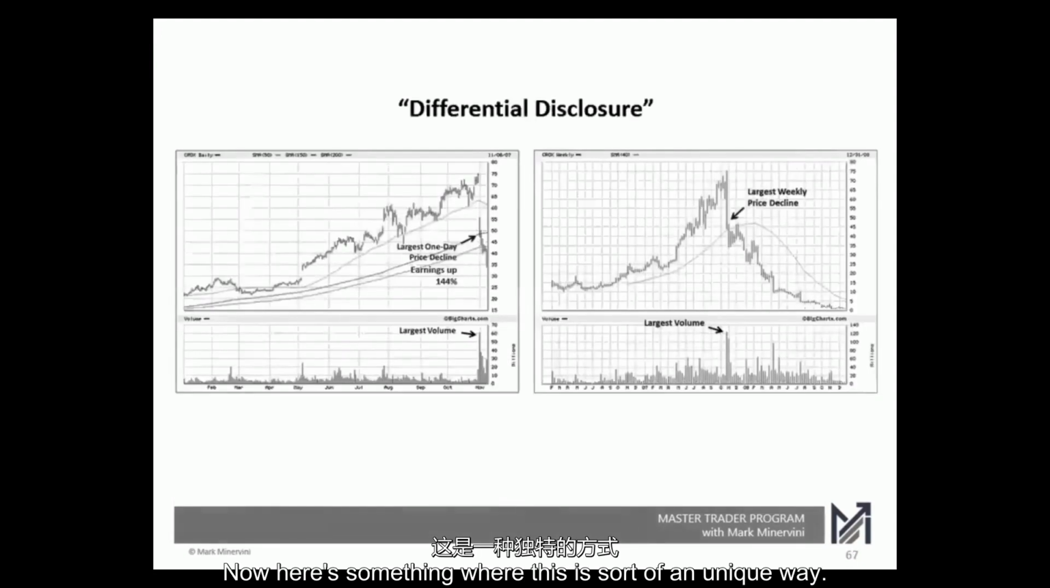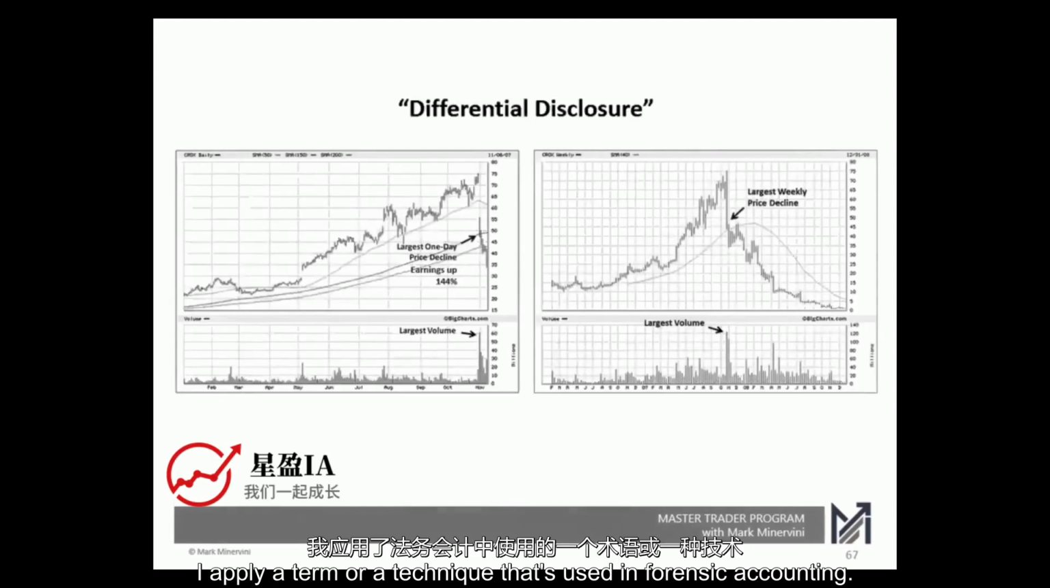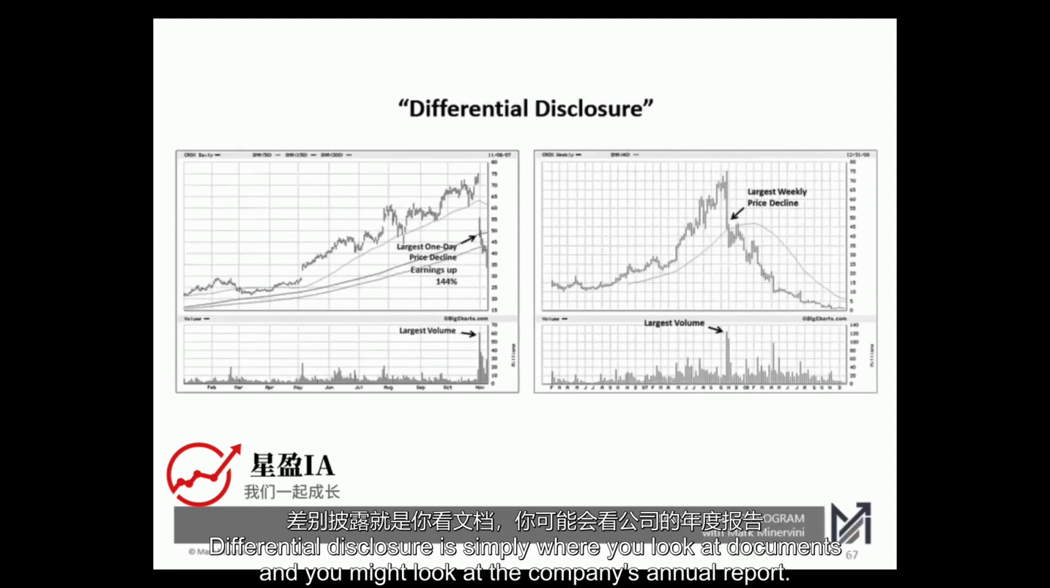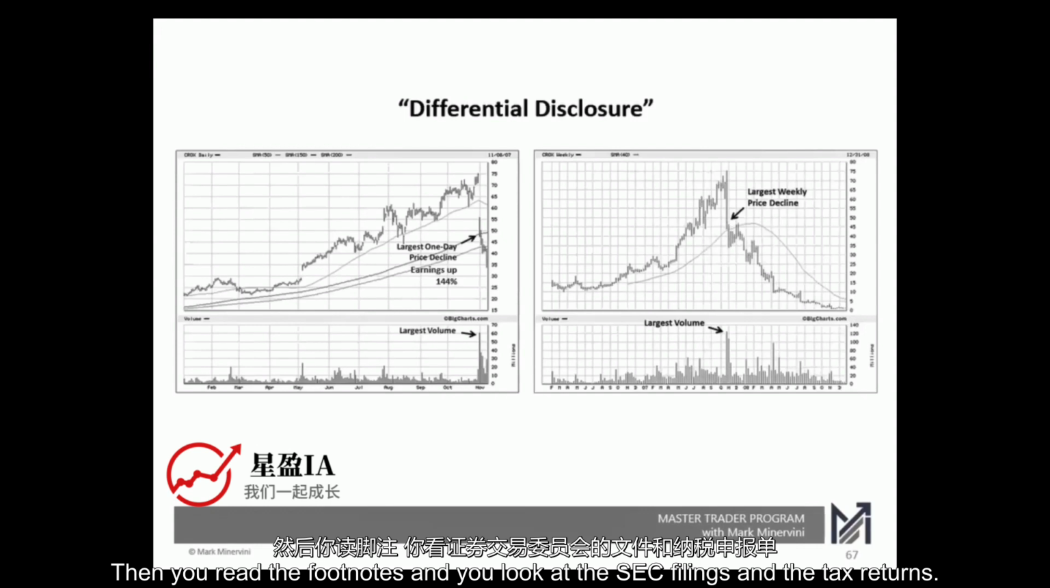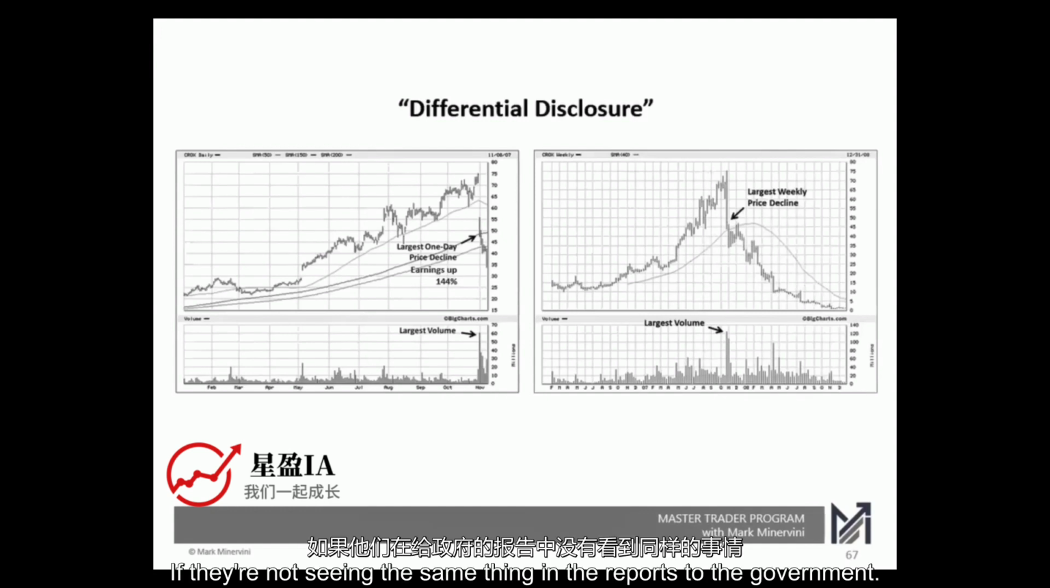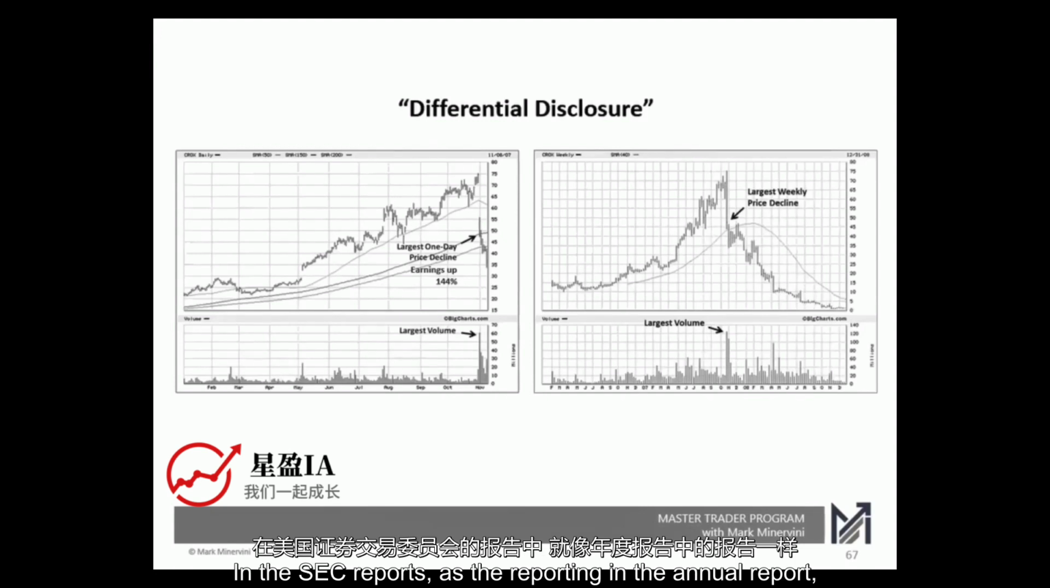Now, here's a unique way I apply a technique that's used in forensic accounting. Those of you that are accountants would probably know the term differential disclosure. Differential disclosure is simply where you look at the company's annual report, and then you read the footnotes and look at the SEC filings and the tax returns, and you start to see if things add up. If they're not saying the same thing in the reports to the government and the SEC as in the annual report, that's a red flag.